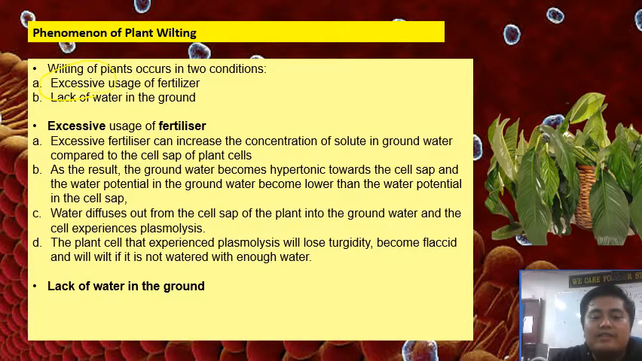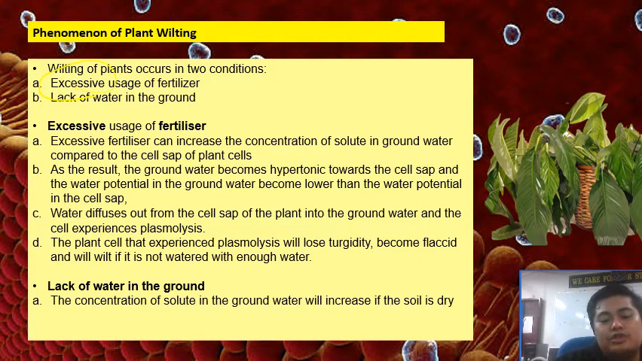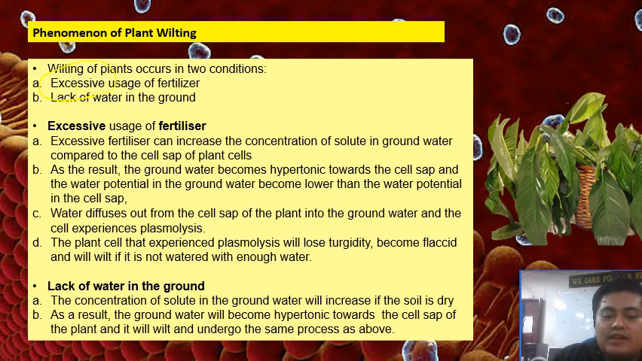Yang kedua pula is lack of water, bila kurang air. Bila kurang air, apa berlaku? So the concentration of solute in the groundwater will increase if the soil is dry. So as the result, the groundwater will become more hypertonic to the cell sap, and the process yang berlaku dekat excessive fertilizers ni tadi berlaku semula dekat sini. So kedua-dua keadaan ni menyebabkan tanah tu menjadi lebih hypertonic kepada cell sap.